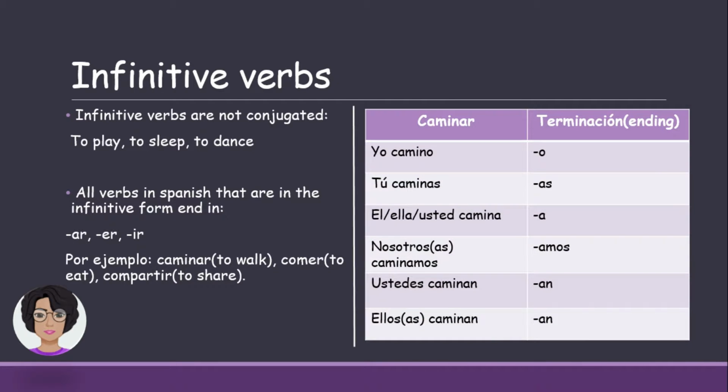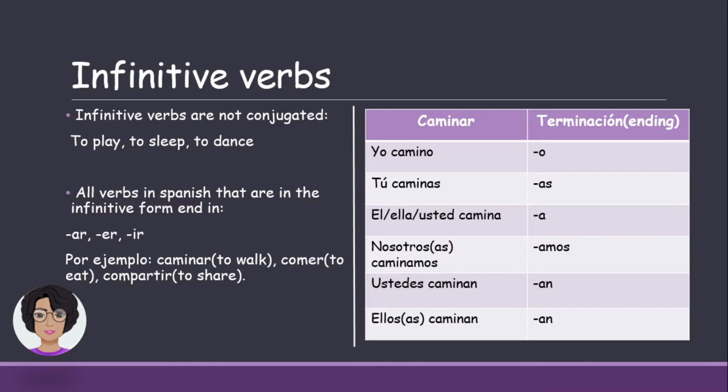Caminar. So the way to conjugate this verb in the present tense, and this one is a regular verb, is this way. Yo camino, tú caminas, él, ella, usted camina, nosotros, nosotras caminamos, ustedes caminan, ellos, ellas caminan.